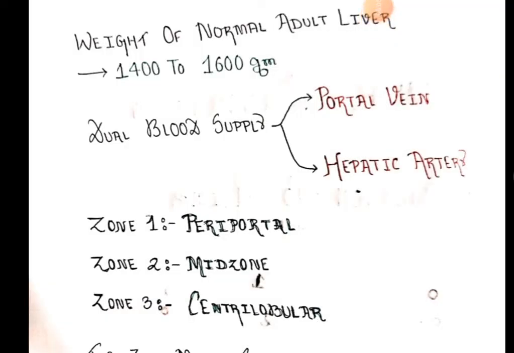Now considering some general features about the liver. The weight of a normal adult liver is 1400 to 1600 gram, that is on an average 1500 gram. So it varies within the range of 1400 to 1600 gram.